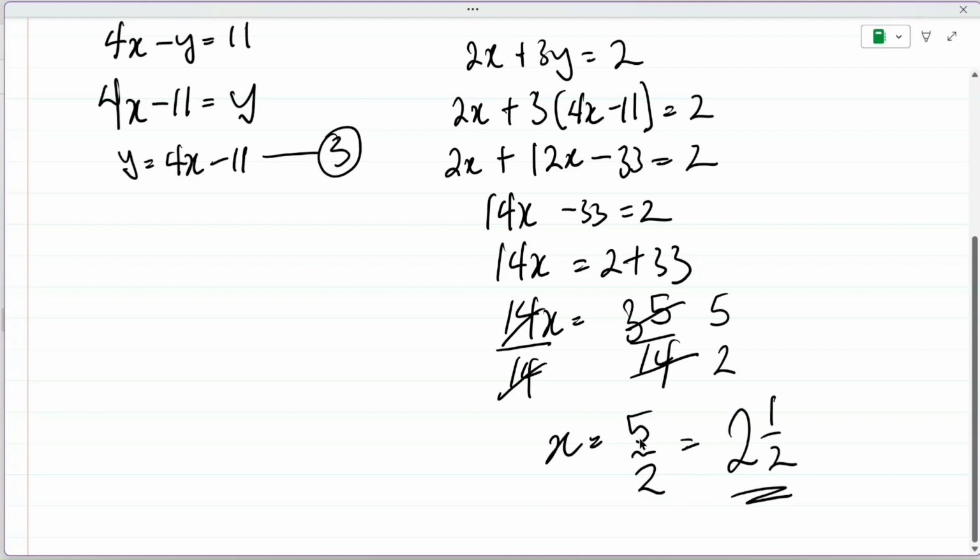That's 2 into 5, that's 2, remainder 1. The result is 2, the remainder is 1, and you still leave your 2 here as the denominator.